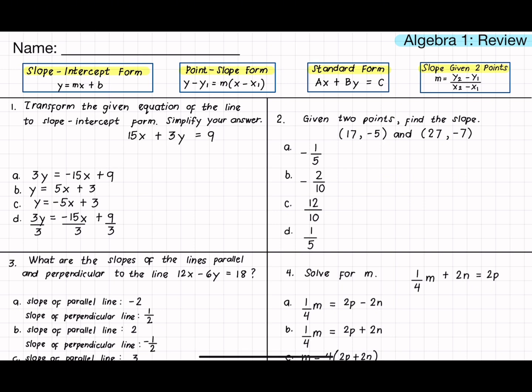Let's start. So we have three equations of the line here: slope-intercept form, point-slope form, and standard form. And this formula, m is equal to y sub 2 minus y sub 1 all over x sub 2 minus x sub 1. We use this formula if we are looking for the slope given 2 points. Okay, let's start.